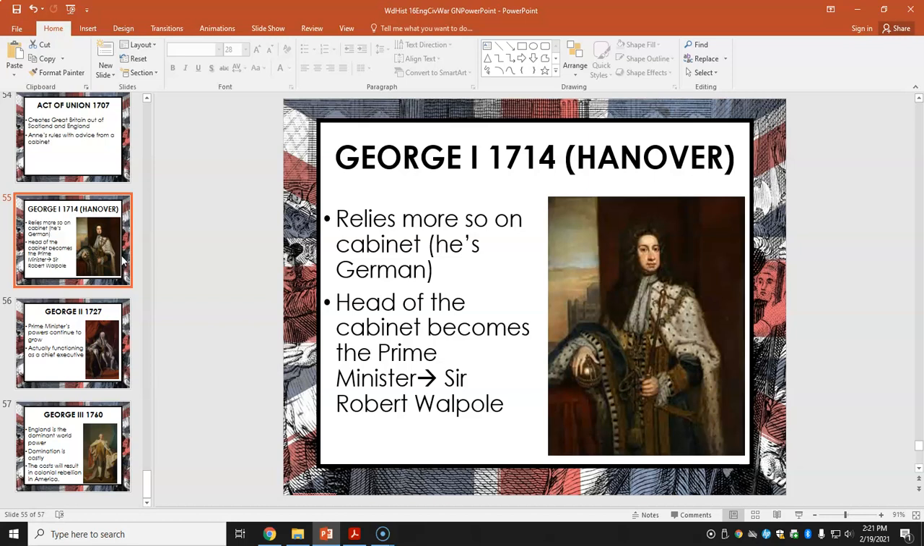George the First in 1714 of Hanover relies more on the cabinet. He's also German. He, as the head of the cabinet, becomes the prime minister. He chooses the new prime minister, Sir Robert Walpole. So the prime minister kind of acts a little bit like their president in a way. It's kind of hard to explain, but that is someone that is typically selected by the members of the Commonwealth. The king doesn't really have anything to do with that. Well, I don't know if they do today, but they didn't really, not really today.